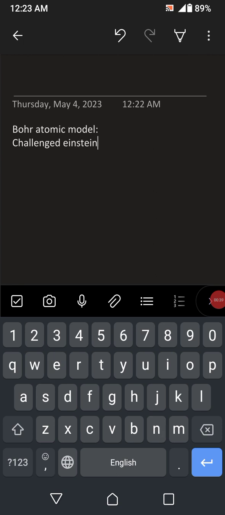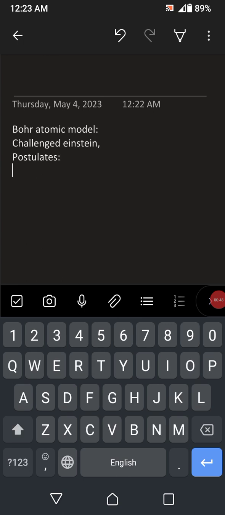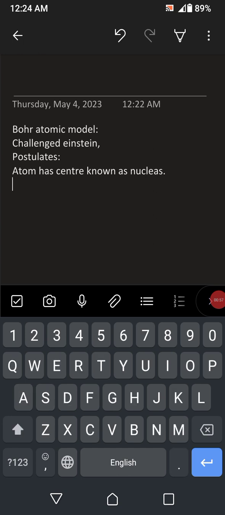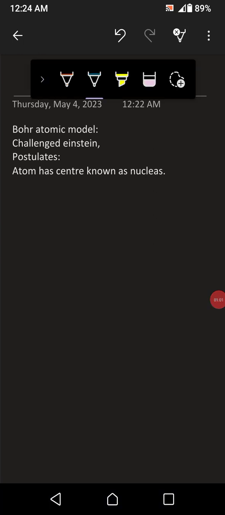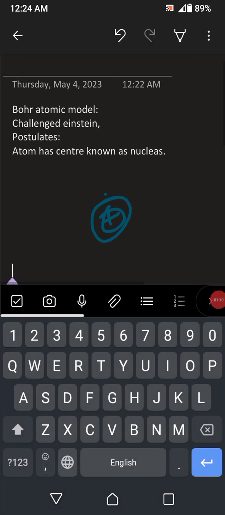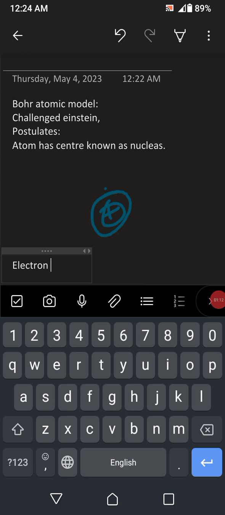So yes, Bohr is someone who challenged Einstein. Okay, he gave some postulates against the Rutherford theory. He said that an atom has a center known as the nucleus. So this is very clear: if this is an atom, it has a center that is known as the nucleus.